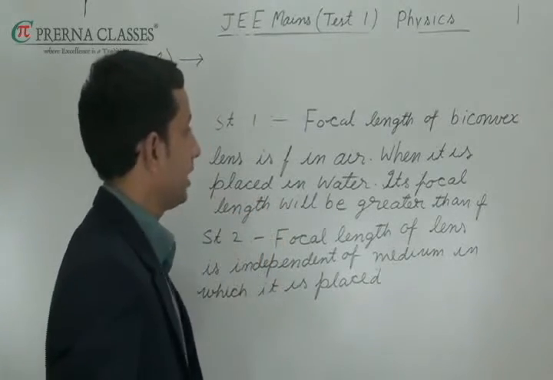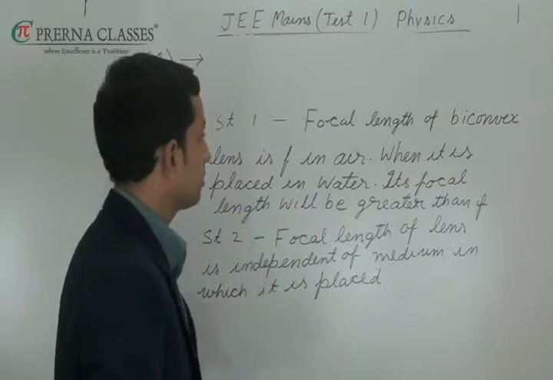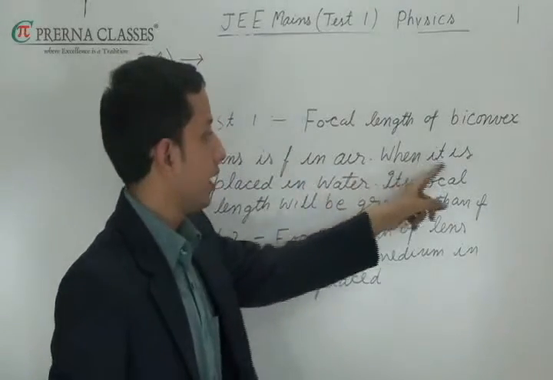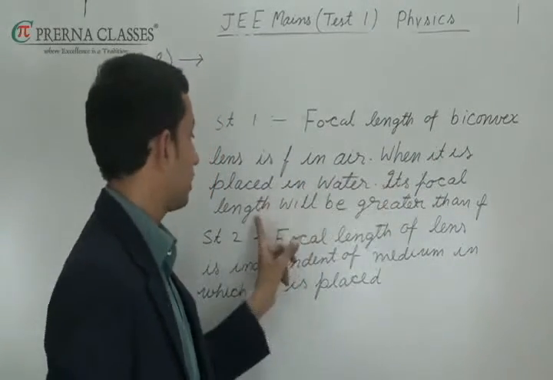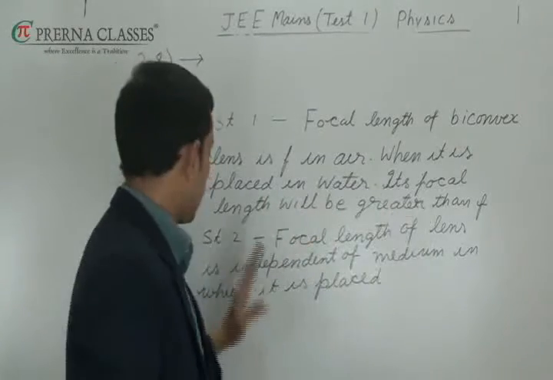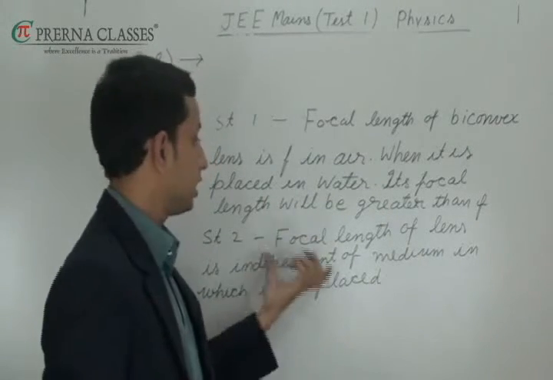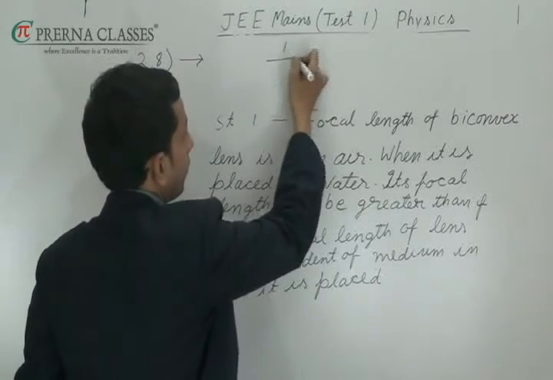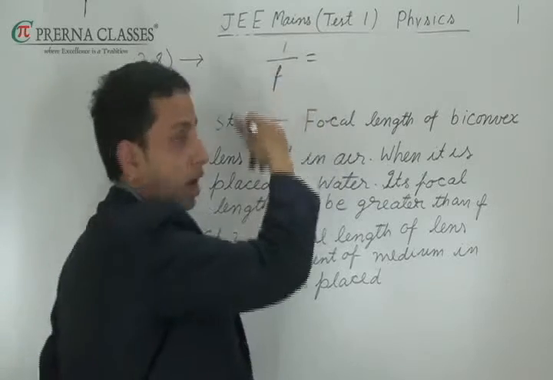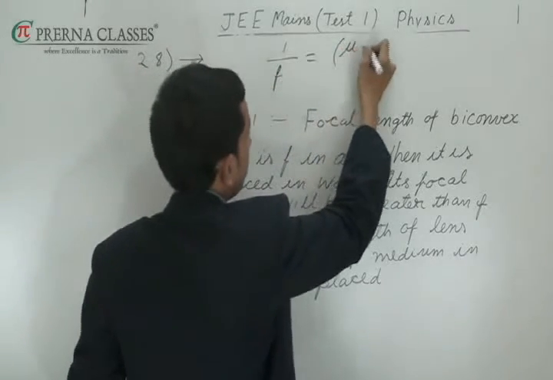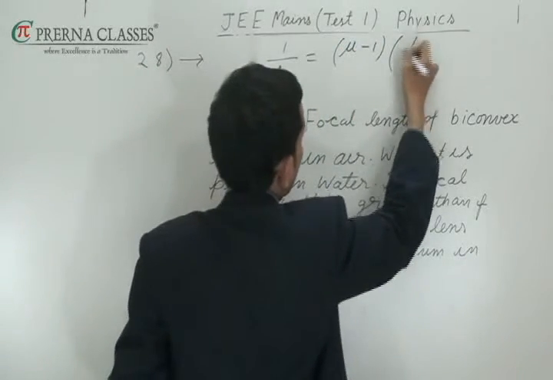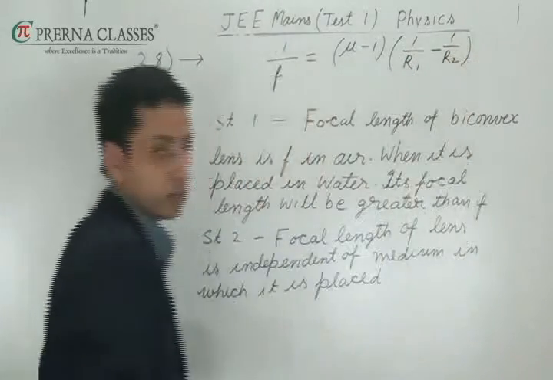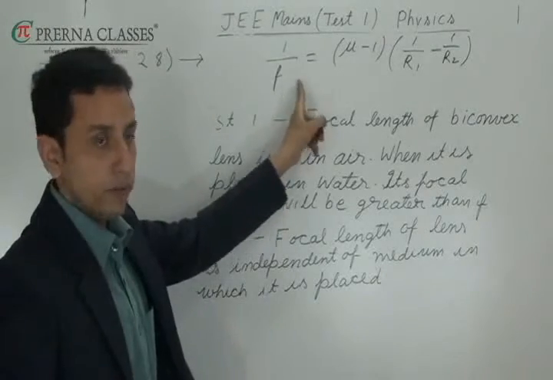Come to question number 28. In this question we have two statements. Focal length of biconvex lens is f in air. When it is placed in water, its focal length will be greater than f. And second, focal length of lens is independent of medium in which it is placed. For that we will first write the focal length. From lens maker's formula, it is written as mu minus 1 by r1 minus 1 by r2. So this will give the value of f.